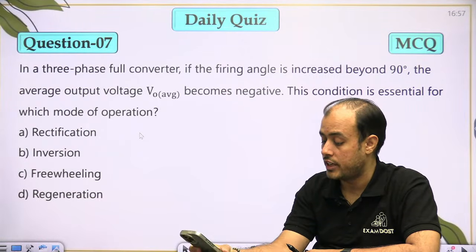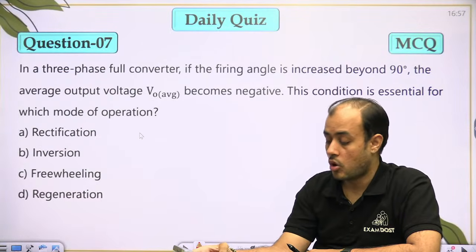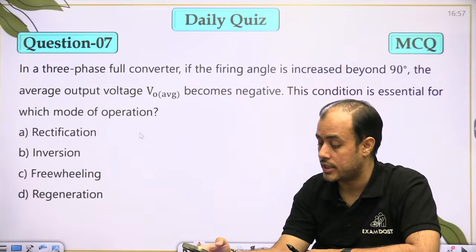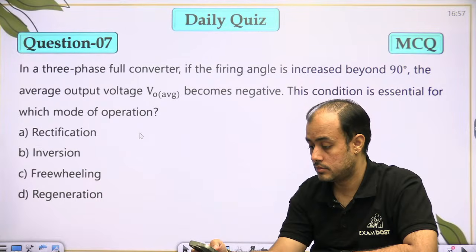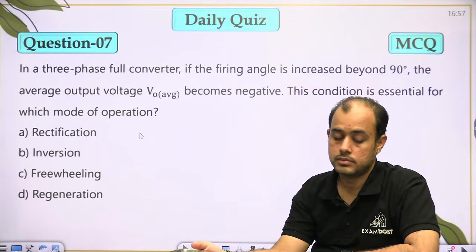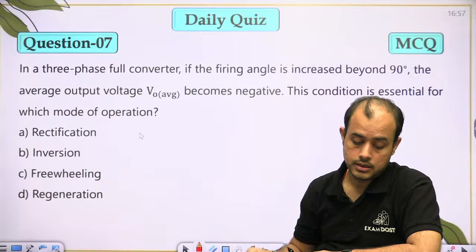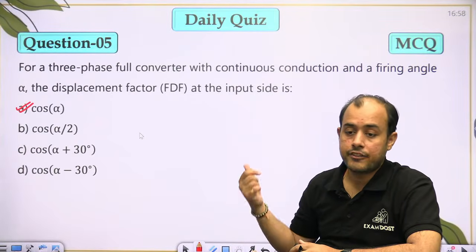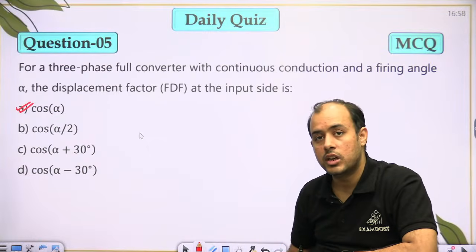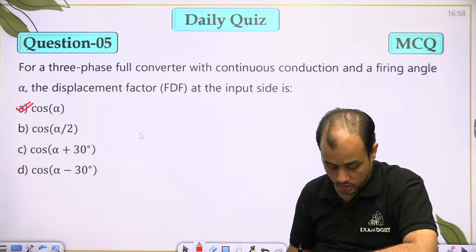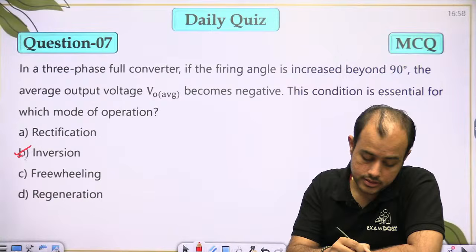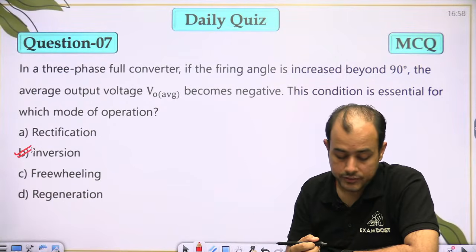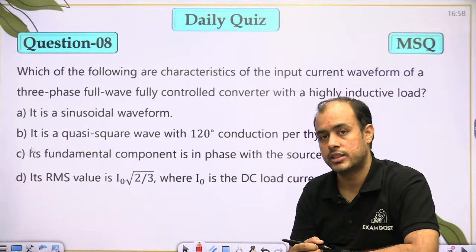It is essential for which mode of operation? कौन से ऑपरेशन के लिए, कौन से मोड ऑफ ऑपरेशन के लिए V0 का नेगेटिव होना जरूरी है? रिपीट कर दूं बेटा, एफडीएफ आपका थ्री फेज हो या सिंगल फेज, फुल कन्वर्टर के लिए कॉस अल्फा होता है, सेमी के लिए कॉस अल्फा बाय 2 आता है. ठीक है, बस यही तो है इसमें इन्वर्जन. V naught negative is important for inversion, not for rectification.